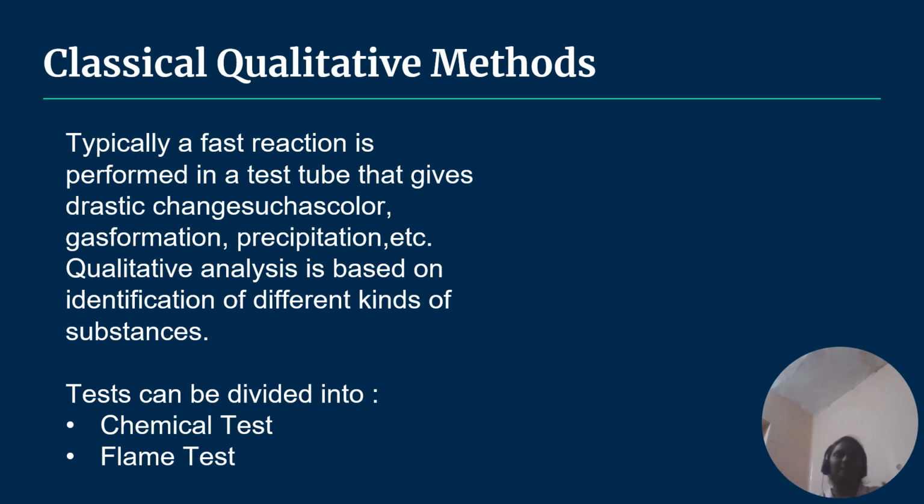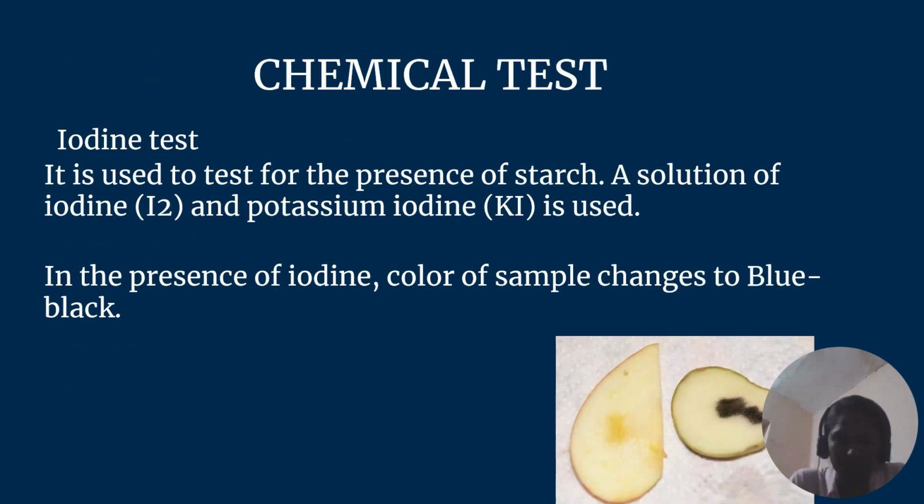The tests can be of various types, and I have taken two examples, the chemical test and the flame test. For the chemical test, one example that I have presented is the iodine test. If we take a potato, cut it and check for the presence of starch, we use a solution of potassium iodide. Once it is put, if starch is present, the sample turns blue-black, and hence we can prove that there is starch in potato. This is one of the examples of qualitative analysis.